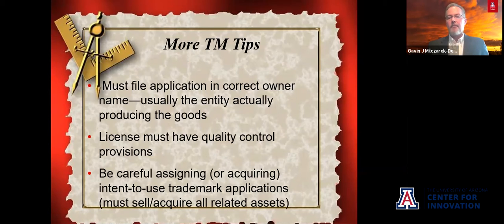And then also be careful when you're a startup or you're looking to acquire startups about intent to use trademark applications. There's special provisions under the Trademark Act that apply to intent to use trademark applications with the idea of keeping people from trafficking in trademarks. And so if you buy one of those, you have to make sure you're purchasing all the assets that relate to that. So it could be equipment, recipes, who knows what else, buildings. It just depends. And so those bear a little bit of extra scrutiny as well.